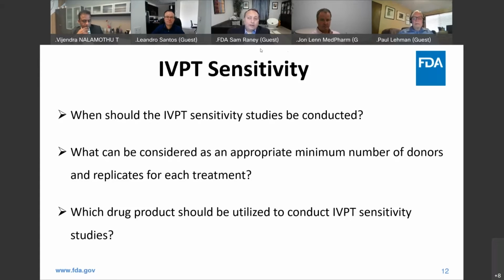And that's a really good point. And it also ties into the IVPT sensitivity study. If you've got only 3 donors and 3 replicates, and 2 of those donors, you don't see a particular discrimination, but in one of those 3 donors, that's really contributing to where you're seeing the discrimination, then that data may not be as compelling. That's where that 4th donor plays a much larger role in providing the compelling evidence for sensitivity.